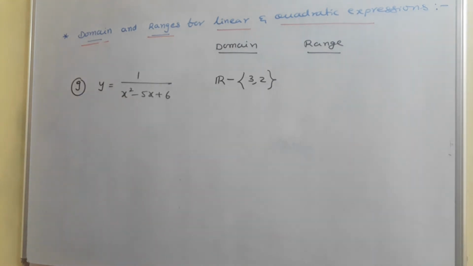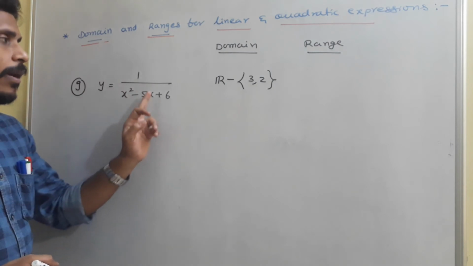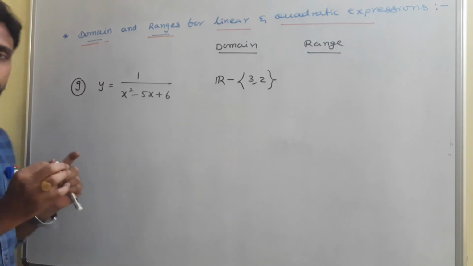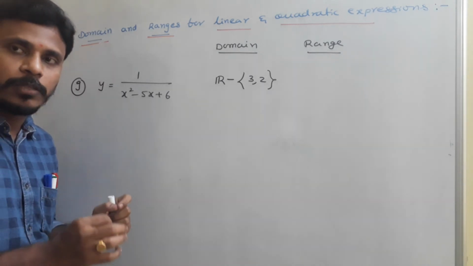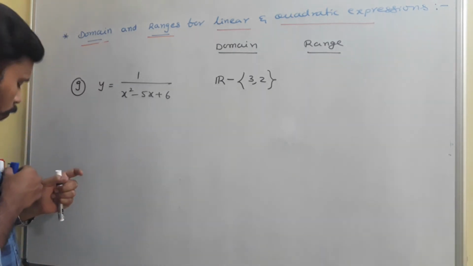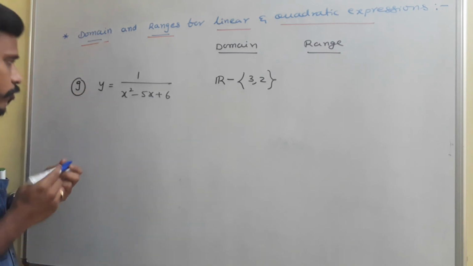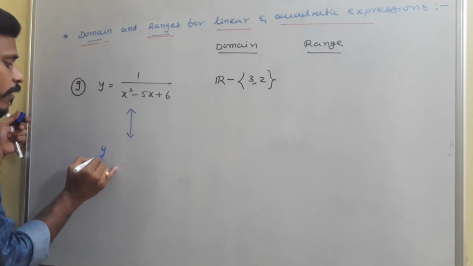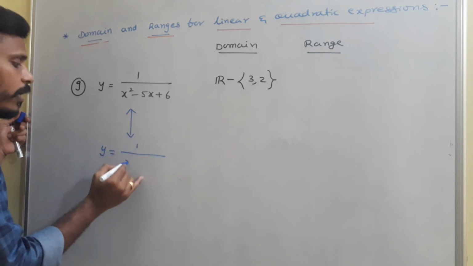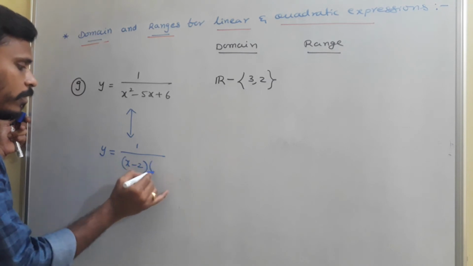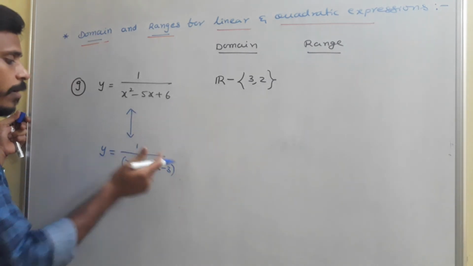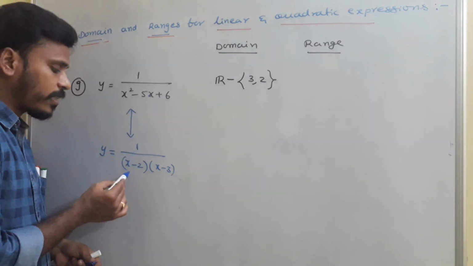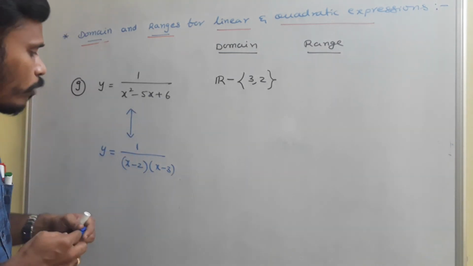So the next one, y is equal to 1 by x square minus 5x plus 6. What do you say about the domain? Finding the domain is simply finding the possible values for x such that the expression exists. Since the denominator is x square minus 5x plus 6, we will rewrite it like this: y is equal to 1 by (x minus 2) into (x minus 3). These two are the same, just the way of expression is changed. X square minus 5x plus 6 can be written as (x minus 2) into (x minus 3).